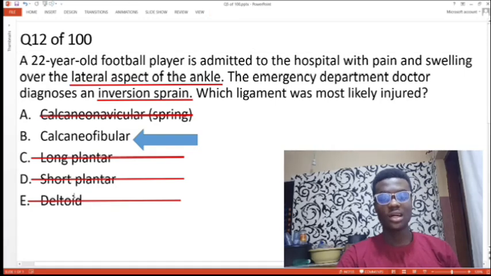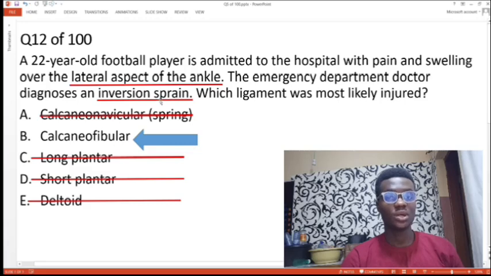And of course, the deltoid ligament is actually sprained in an eversion sprain, right? It is sprained in an eversion sprain. The lateral collateral ligament is sprained in an inversion sprain, while the deltoid ligament is sprained in an eversion sprain. So it prevents excess eversion of the foot, while the lateral collateral ligament generally prevents over inversion.